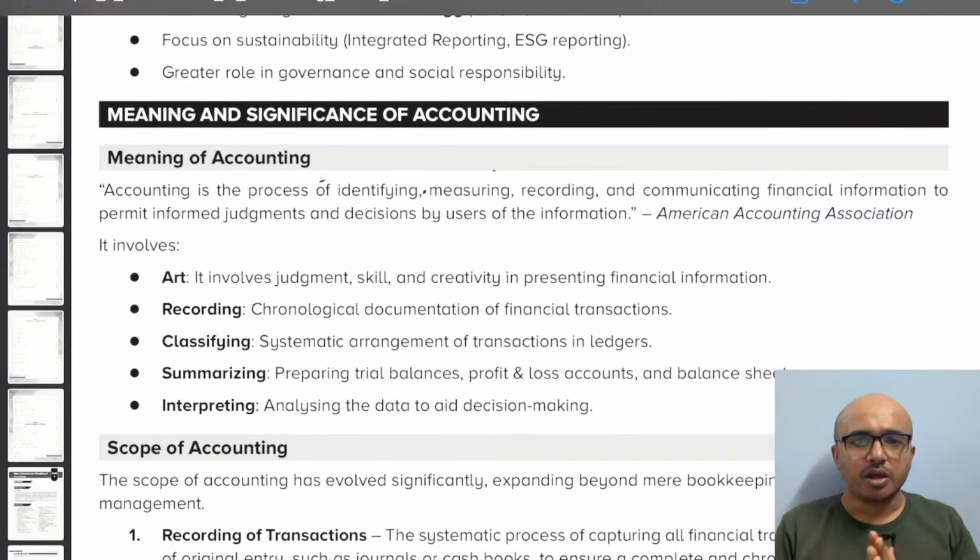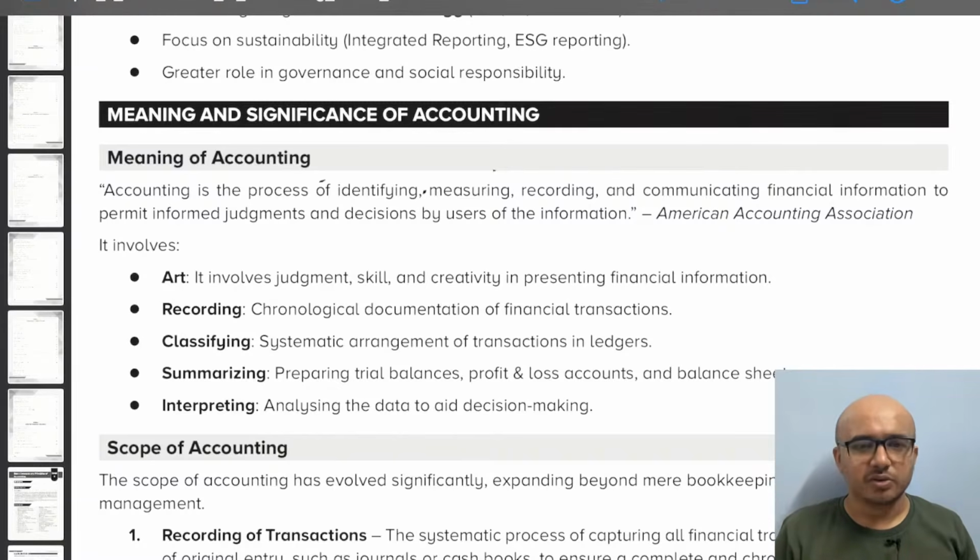Let's see. It involves art. It involves judgment, skill, and creativity in presenting financial information. Mostly disagree. Since they have said, we'll just say yes. There is no judgment, skill, and creativity in presenting financial information. Of course, to some extent there might be, but this is stretching things a bit more than what it is.